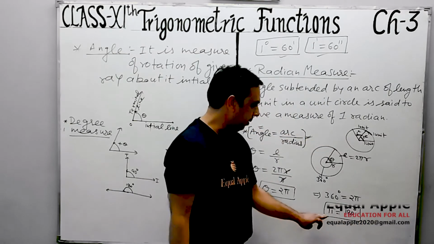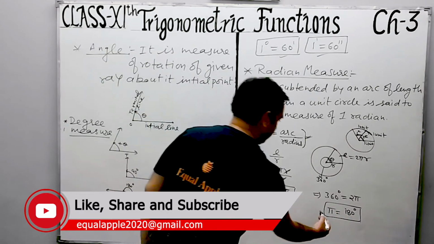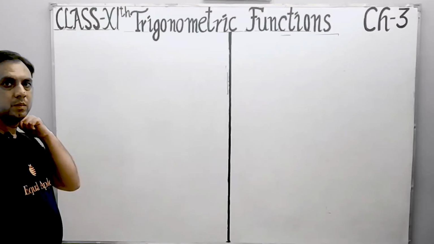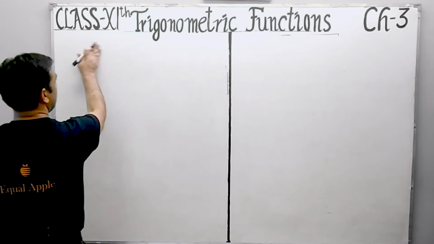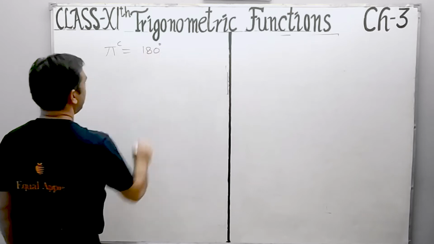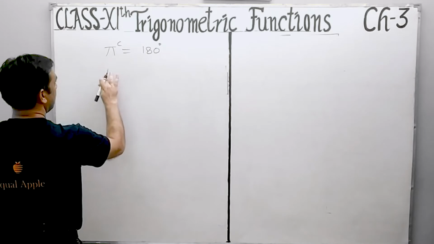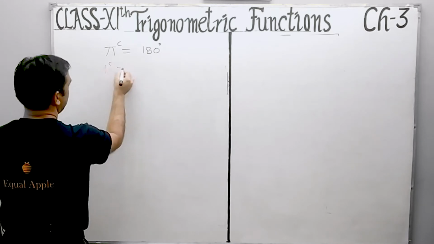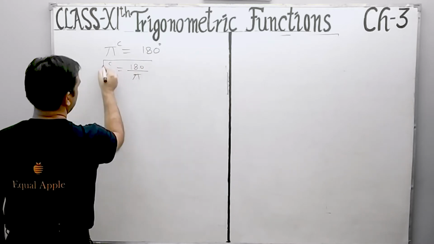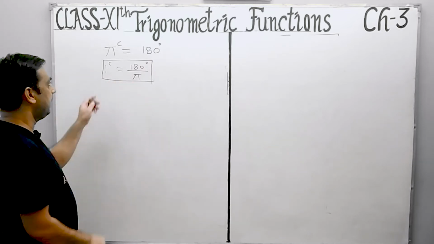Here pi is the measurement in radian of angle, and this is our degree measure, right? So by this you can find the value. So here you can see pi c equal to 180 degree. It means pi radian equals 180 degree. So 1 radian is equal to 180 upon pi. So by this you can see, this is the relation of radian and degree measure.